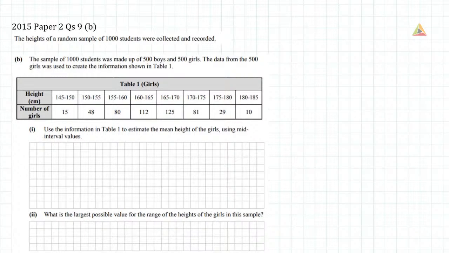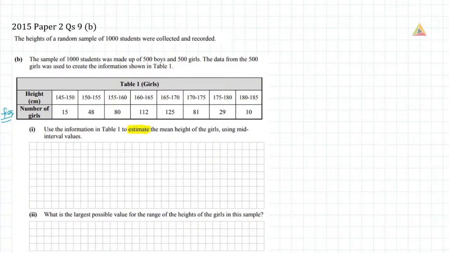So here we have a frequency table. So this second line here is going to be our frequency. So it's telling us the number we have in each of these intervals or in each of these classes. So this is a grouped frequency table, and we've grouped all the 15 girls that were between 145 centimetres and 150 centimetres tall. So you'll notice that they use a different verb here. They say to estimate the mean height rather than to calculate the mean height.